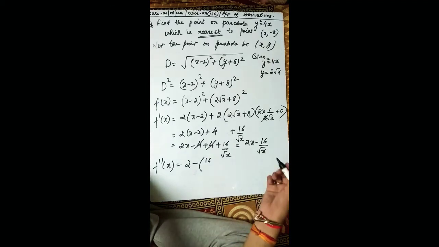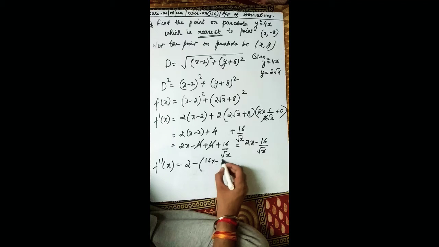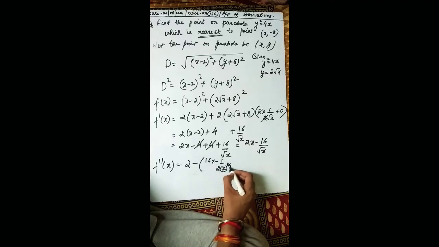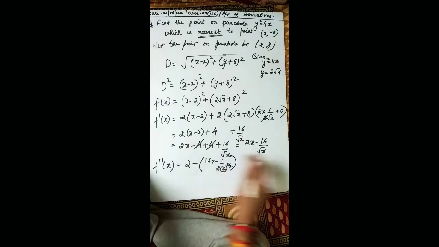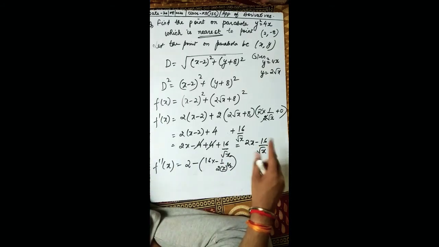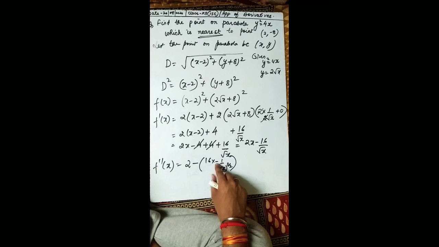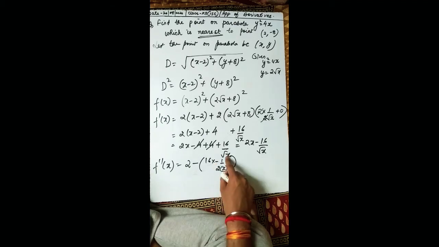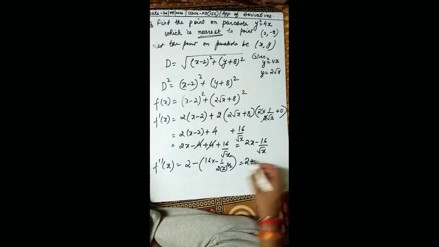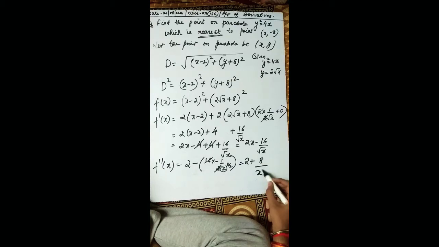What is the differentiation of 1 upon under root x? This is minus 1 upon 2 x to the power 3 by 2. Now you differentiate and find. I won't explain that; I'm directly telling you, this is minus 1 upon 2 x to the power 3 by 2. This minus and minus will become plus, so 2 plus, and you can cancel this 2 with this. So 8 upon x to the power 3 by 2.